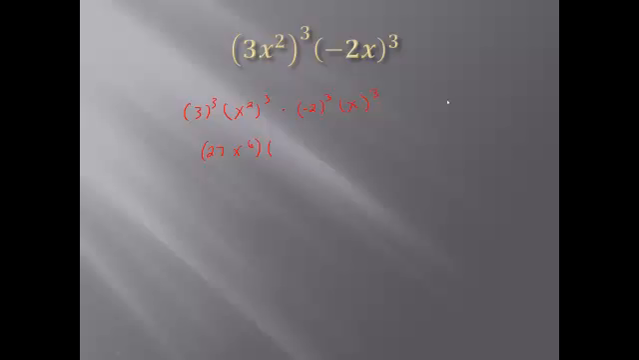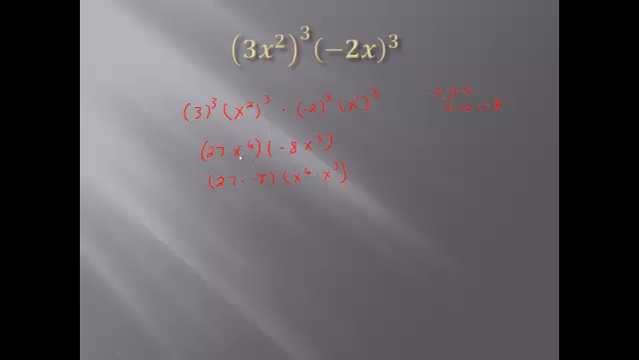Simplify this one, negative 2 to the third. Now remember, that means negative 2 times negative 2 times negative 2, or 4 times negative 2, which equals negative 8. And x to the first raised to the third is simply x to the third. Now we've gotten rid of those outside exponents, we can put our like numbers and bases right beside each other to help us out. So we would have 27 times negative 8 and x to the sixth times x to the third.